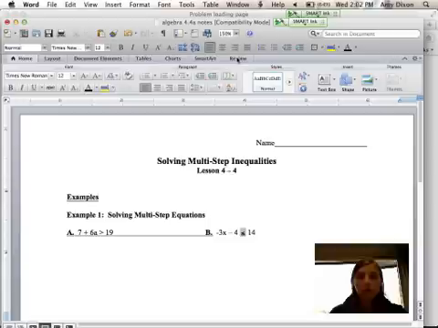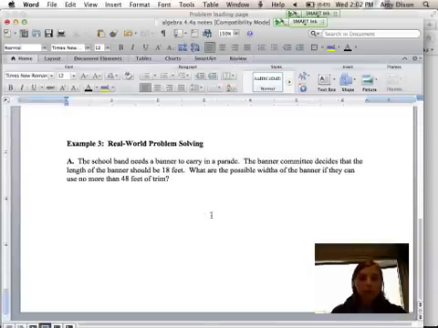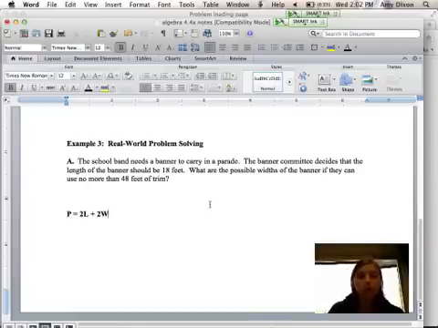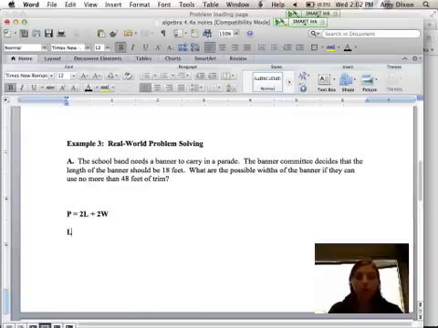Okay? So let's look at this next problem. We have a school band that needs a banner to carry in a parade. The banner committee decides that the length of the banner should be 18 feet. What are the possible widths of the banner if they can use no more than 48 feet of trim? So when we're talking about trim on a banner, we're talking perimeter. And the perimeter of a rectangle is P equals 2L plus 2W.